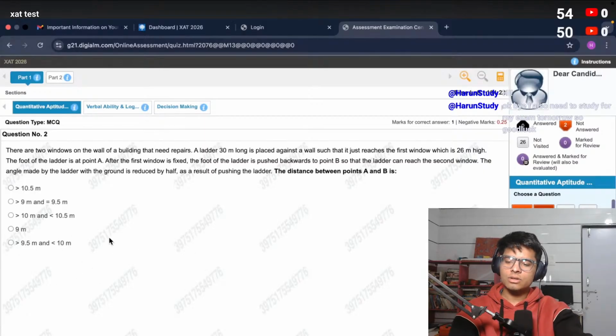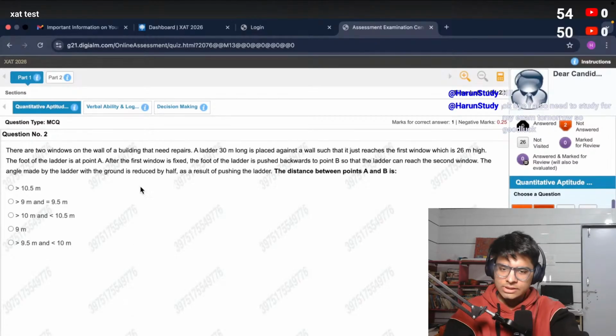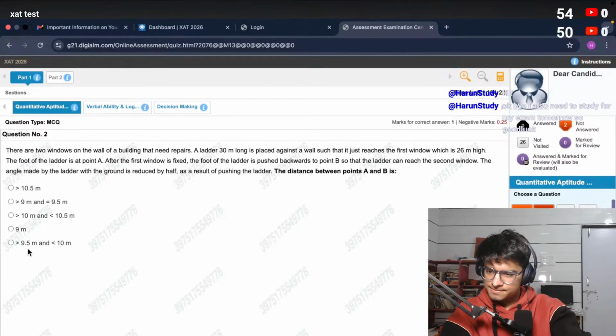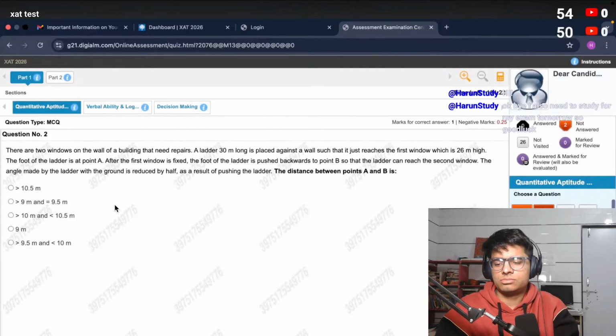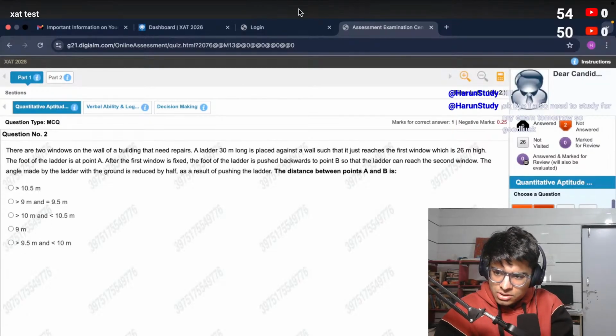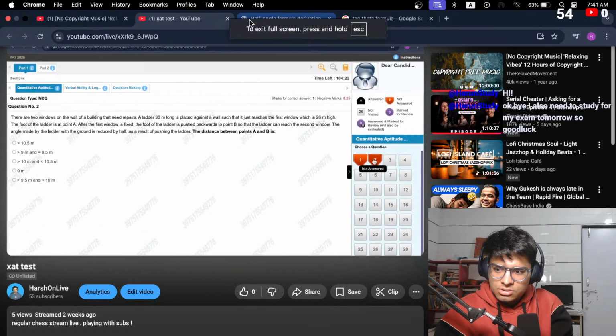No, and options are also very confusing. There's no such option, like smaller than 9 meter, maybe you say 9 meter. Tough question, yeah. Time consuming, options are tricky.